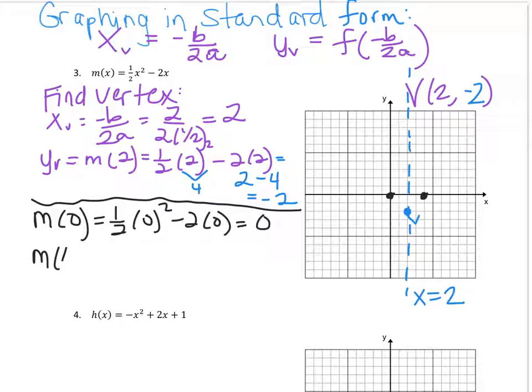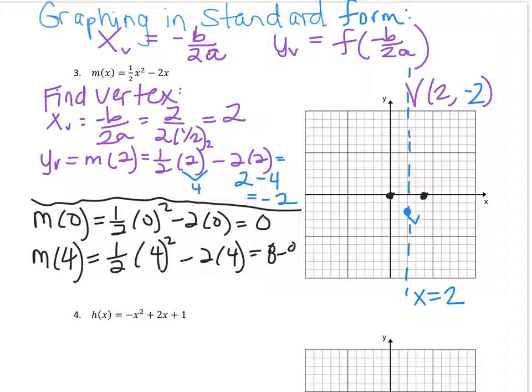So let's just see what happens when I do m of 4, just to make sure. This will give us confirmation that our vertex is right, because these will be coming out to be mirror images. So if we have 1/2 of 4 squared minus 2 times 4, we get a 16 from the square. 1/2 of that is 8, minus 8 equals 0. So that makes perfect sense. (4, 0) is another point on there.